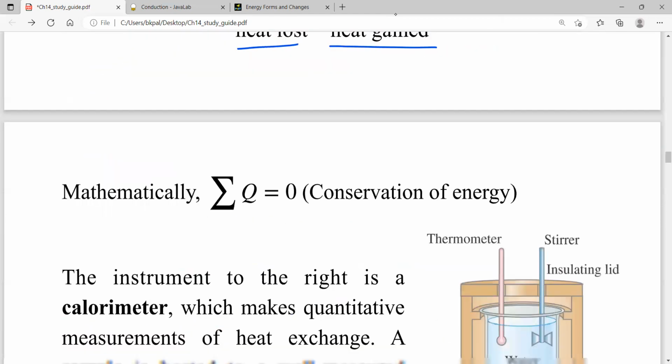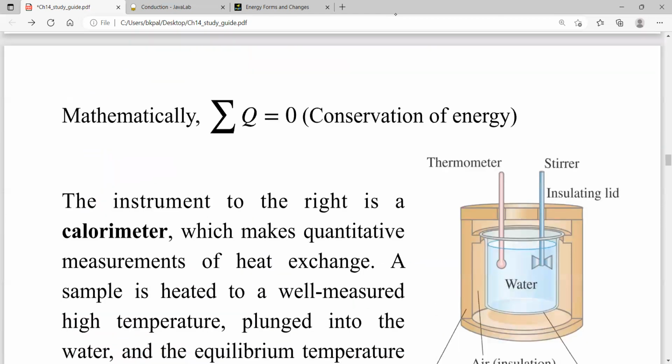Mathematically we write something like this: sum of Q is equal to 0. Here you have to remember that if Q enters some part, that Q will be positive. If Q leaves some part, that Q will be negative. In the last slide you already learned that Q is positive when heat enters, and Q is negative when heat leaves. So remember that convention. When you write the conservation of energy, you have to follow the convention.